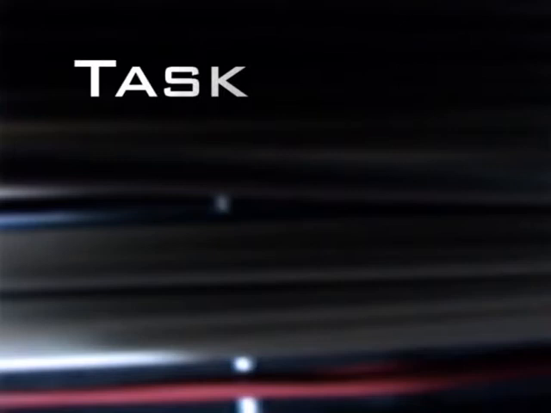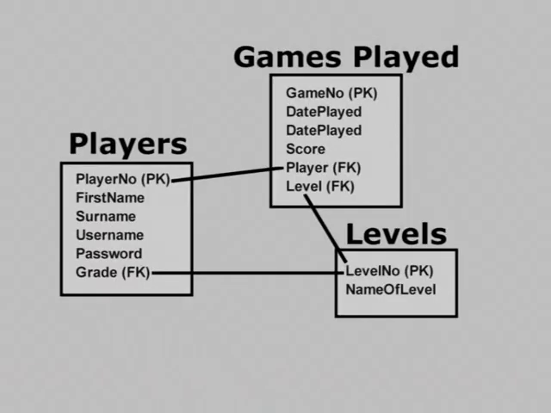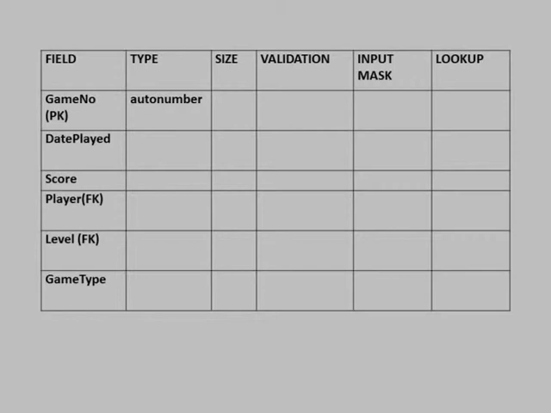Here's your task for today. Draw up a table of information for the games played table. In your table, indicate field name, data type of the field, size or format, validation rules to be set, input mask you might need, and whether data must be looked up from one of the other tables or from a list you will type in. And notice that there is an extra field, game type, for recording whether the game played was a multiple choice or a match the columns game.